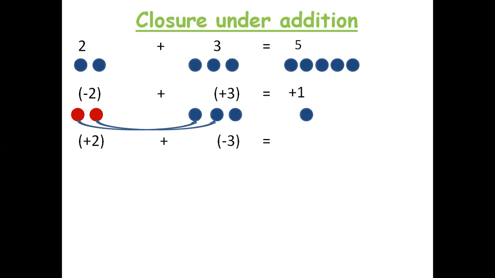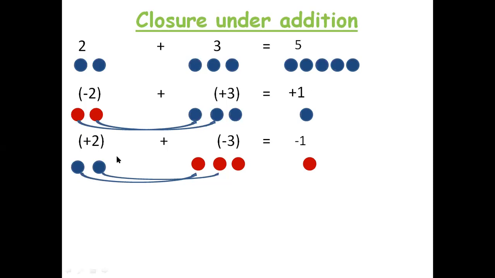Go for the next example. +2 added to -3. Take 2 positive coins, 3 negative coins. Here +1 minus 1 becomes 0. So remaining is only 1 negative coin. So the answer is -1.